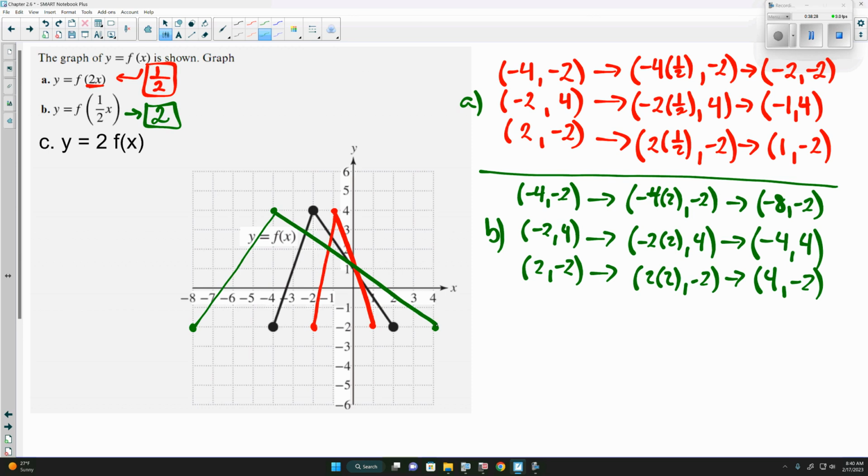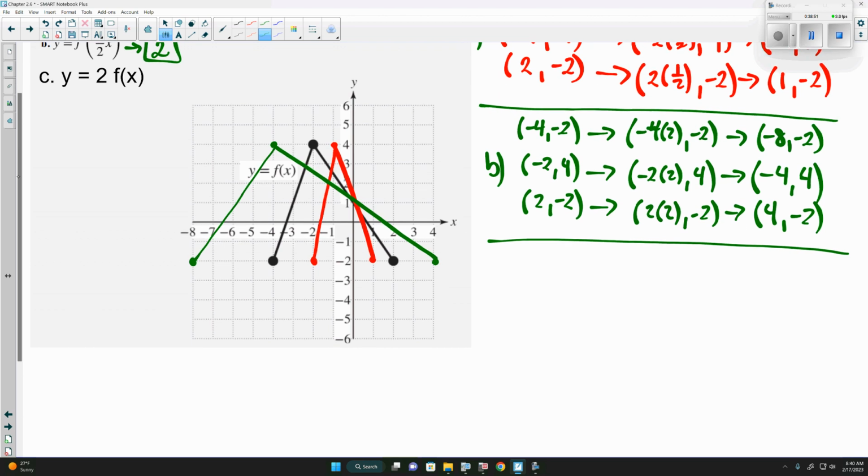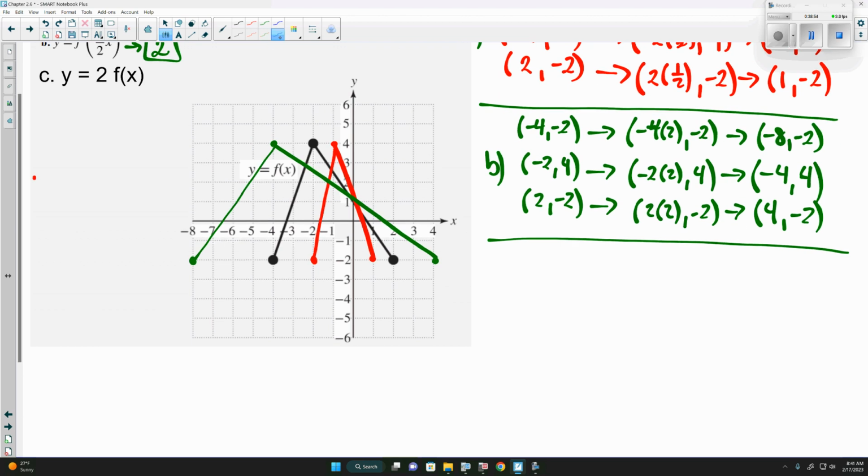And this here is our new function. And if we notice, the one in green has been expanded along the x-axis. It's been stretched along the x, where the one in red has been shrunken along the x. Any questions on either one of these? We're okay with these? Yes?